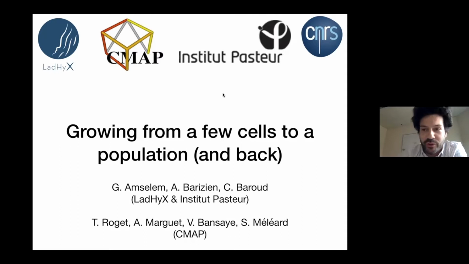The first one is, can we understand this heterogeneity in population sizes, starting from the heterogeneity of division times at the single cell level? And the second question is the end back. So the second question is, once we know this heterogeneity in population sizes, can we go back to the heterogeneity at the single cell level?